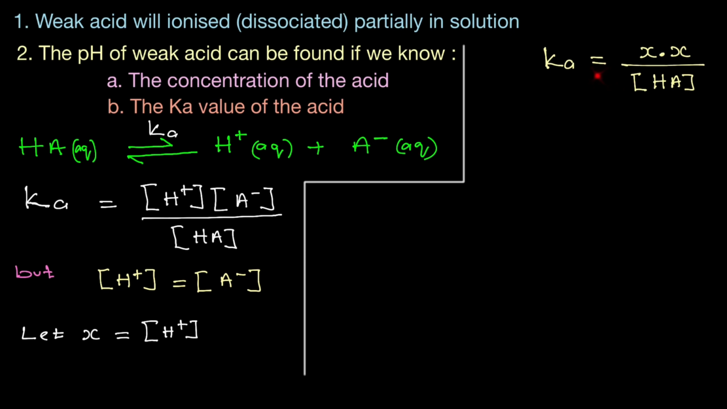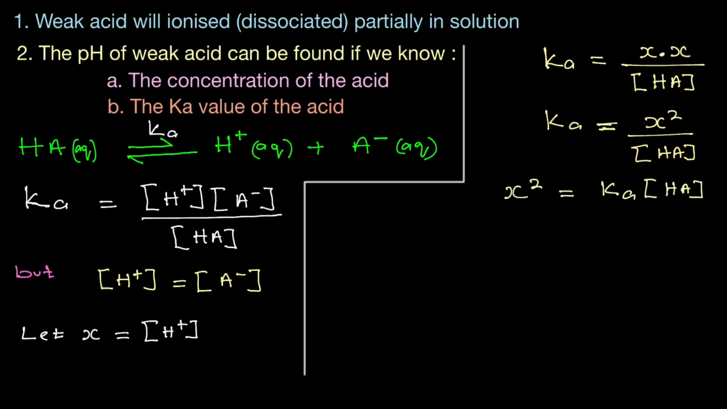Ka will be equal to X times X over the concentration of the acid. Since X equals H plus, that's X, and H plus equals A minus, that's also X, that's the other X. Ka equals X squared over the HA concentration. Multiply both sides by the concentration of acid to get rid of the denominator. X squared equals Ka times the HA concentration. X equals root Ka times the concentration of HA. What we did was we square rooted both sides of the equation.